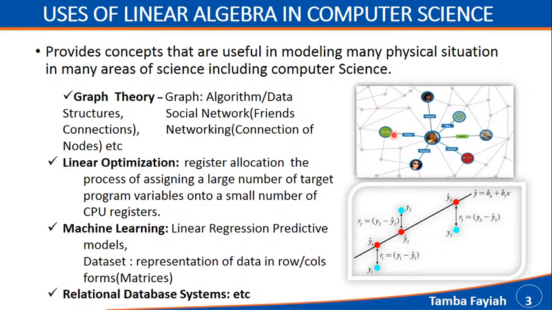Another use of linear algebra is in linear optimization. In linear optimization, we look at register allocation, or allocation of a large number of program variables to a small number of CPU registers. So there we use linear optimization, which is based on linear algebra, to do such allocations.